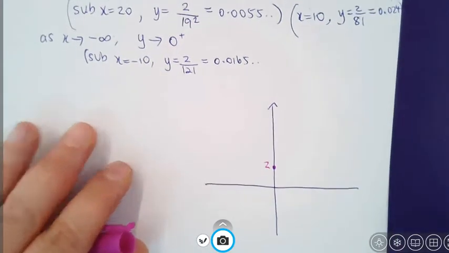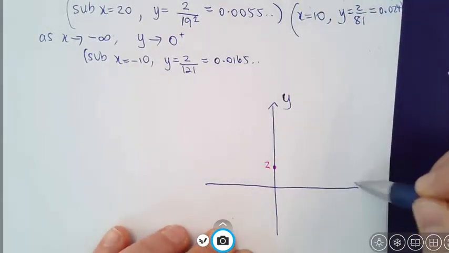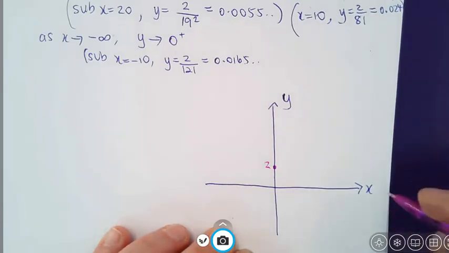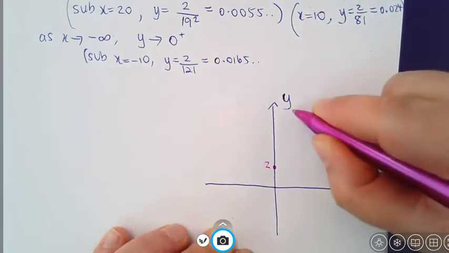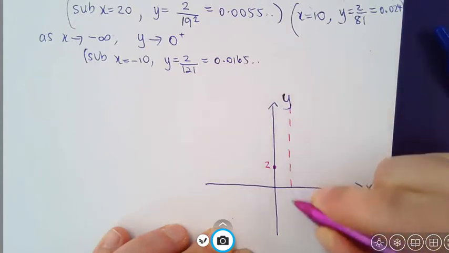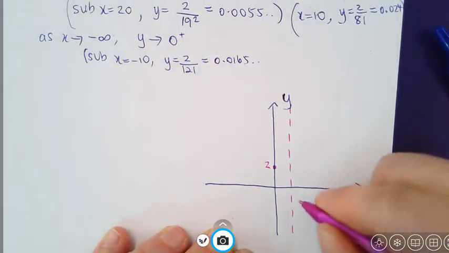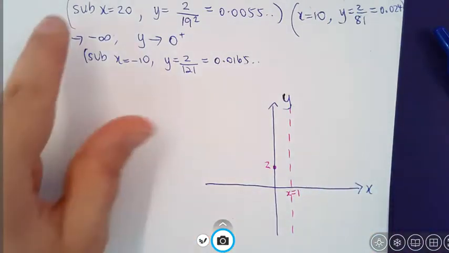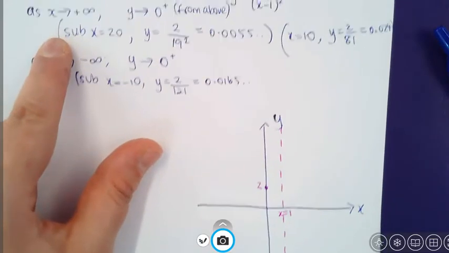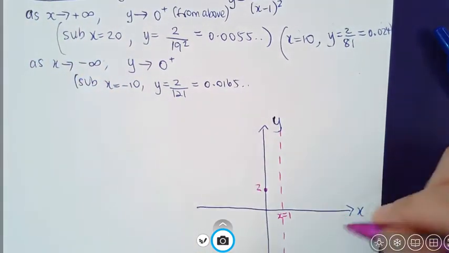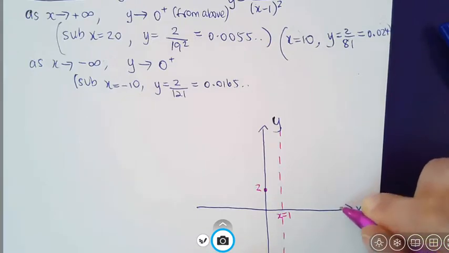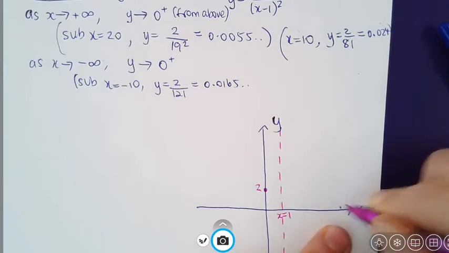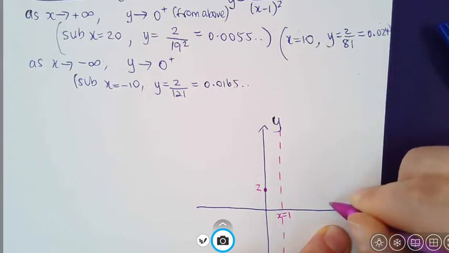What else do I know on my graph? Look up at the vertical asymptotes. What are the vertical asymptotes? x cannot equal 1. So I have a dotted line at x is 1. Are we good so far? Now, I know, however, that as x gets really big, for example, when x is 10, y is 0.0, so it's above here. And when x is 20, it got even closer. So that's my horizontal asymptote, like that.